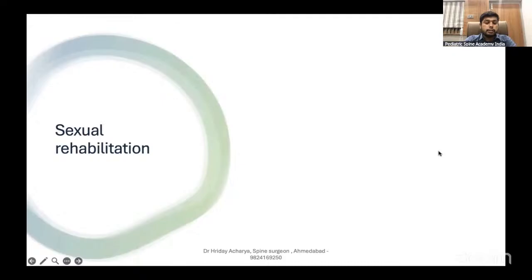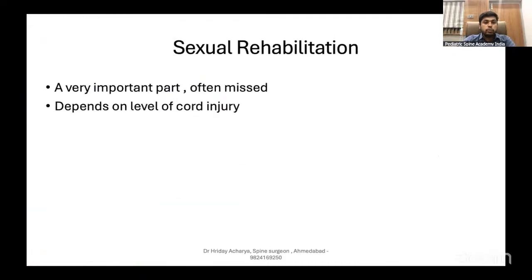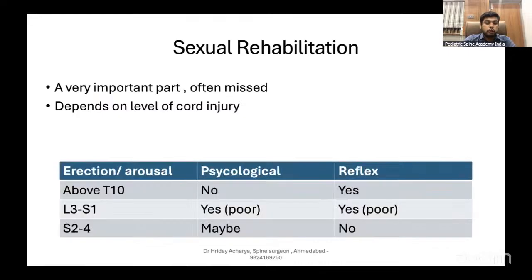Sexual rehabilitation, this is again an important viva question. It is a very important part, and it's often missed, and it depends on the level of the cord. So any level above T10, there is only reflex erection or arousal. Below T10, so L3 to S1, psychological and reflex arousal is present. And below S1, S2, S3, there is the last level, there is no reflex arousal and psychological arousal.